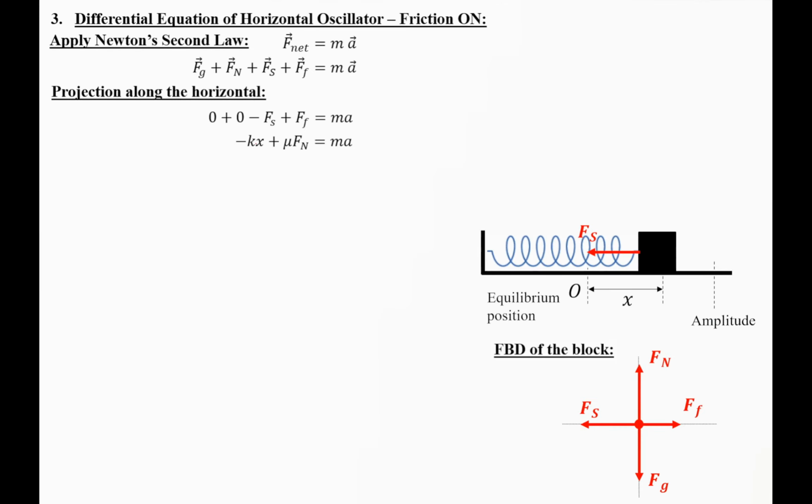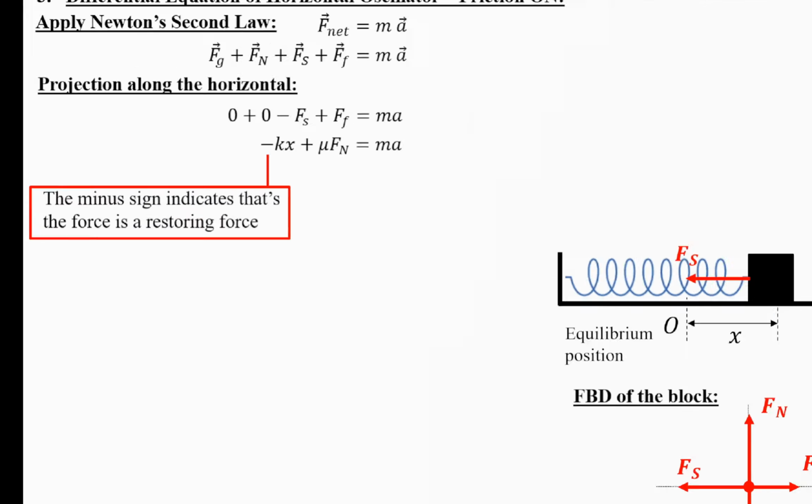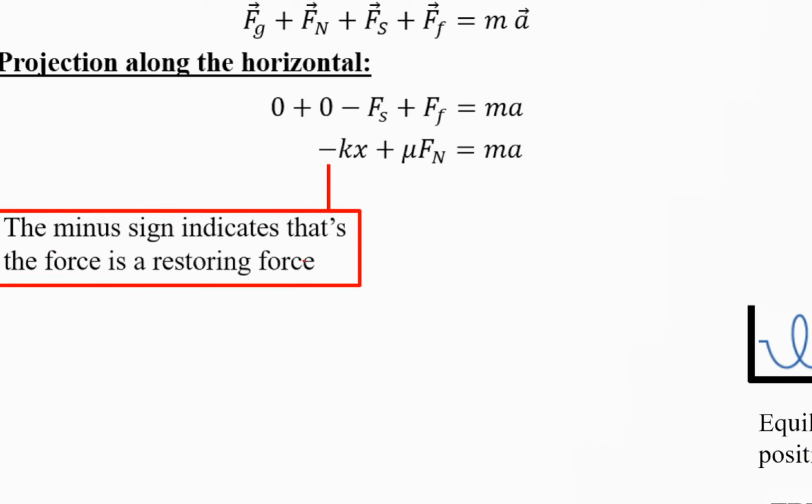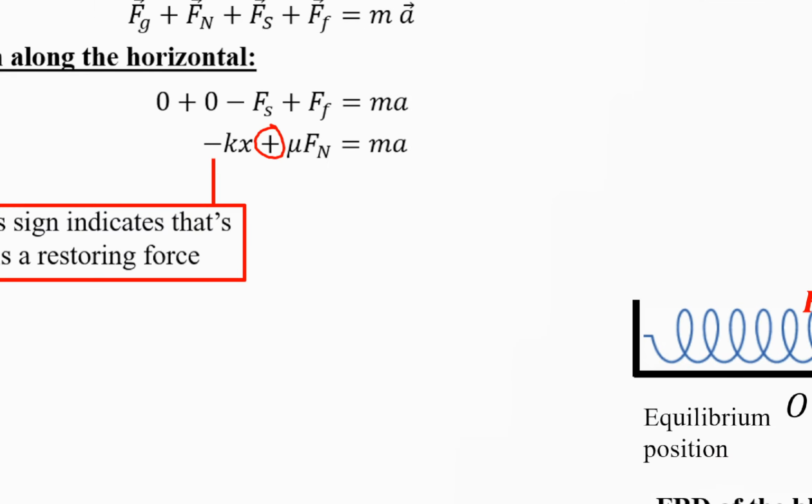Now don't overthink how the system is going to move in order to put these pluses and minuses in front of the forces. First of all, we agreed that this minus sign is due to the indication that it's a restoring force. Now if you think about friction, ask yourself, is friction a restoring force? It's not. For this reason, friction will be preceded by a plus sign.